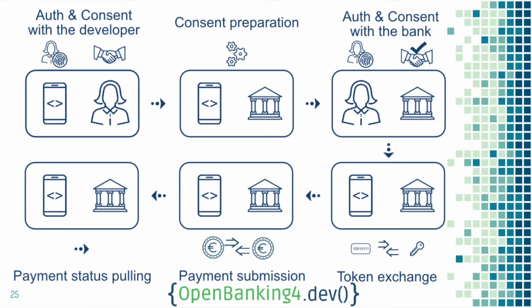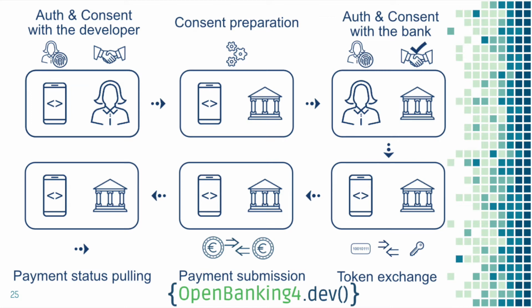So, six steps, as in the account flow. The difference really is at the end; the beginning is the same. You have a consent with Alice. You do a consent preparation, with a different payload, obviously, but you can see that later. The consent between Alice and the bank is just confirming what you agreed on in step one. You exchange the token and then start a different step.